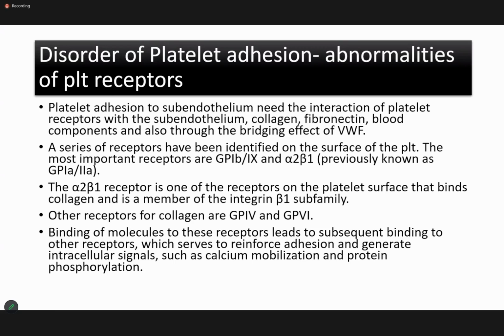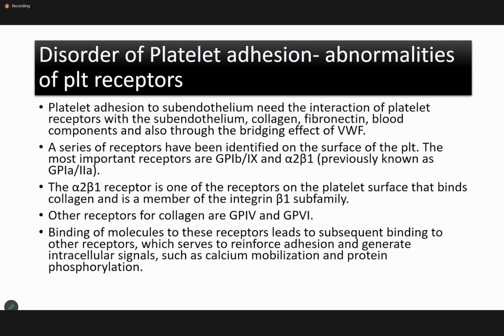Okay, now we go to the disorders of platelet adhesion, where I will discuss the abnormality of platelet receptors. Basically, platelet adhesion to the subendothelium needs the interaction of the platelet receptors with the subendothelium, with the collagen, with the fibronectin blood components, and also through the bridging effect of the von Willebrand factor.